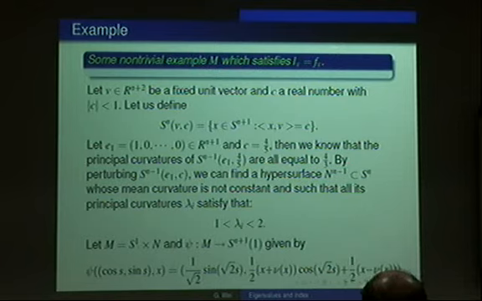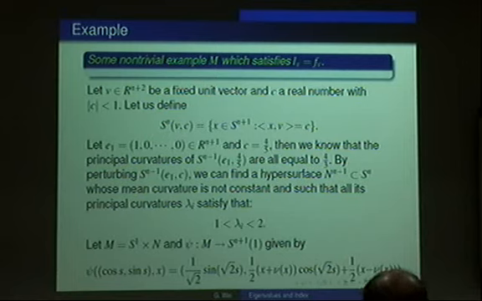For the vector V, a fixed unit vector, and C a real number, we define this Sn. We assume that E1 equals (1, 0, 0). So C equals 4 over 5. Then we know that Sn is a sphere, and we can compute its principal curvature, which is equal to 4 over 3.